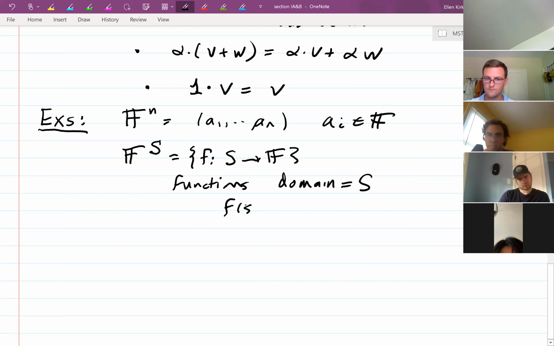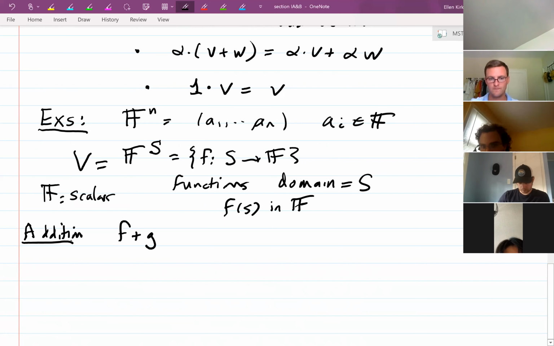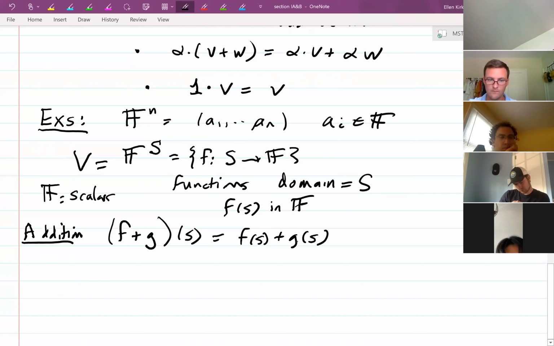So you have like F of S. So you're applying F to S, and then the answer is in F. That's what all this notation means. So this is a vector space. So this is the V, and the scalars are F. And so I have to tell you, how do you add? So if you have F plus G, this is the addition. Okay, so that has to be a function that goes from S to F. And so what it's defined to be is the function that when you apply it to S, you get F of S plus G of S. It's what we call the pointwise sum.